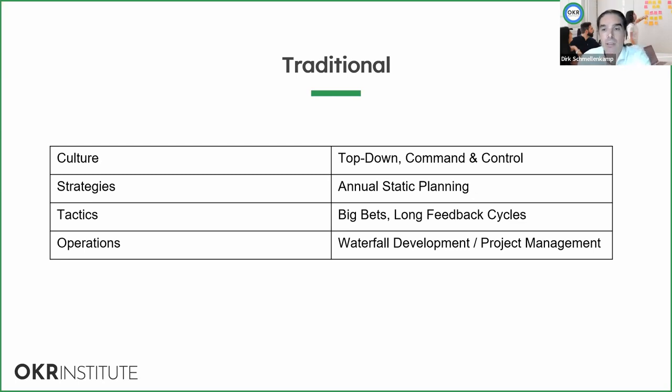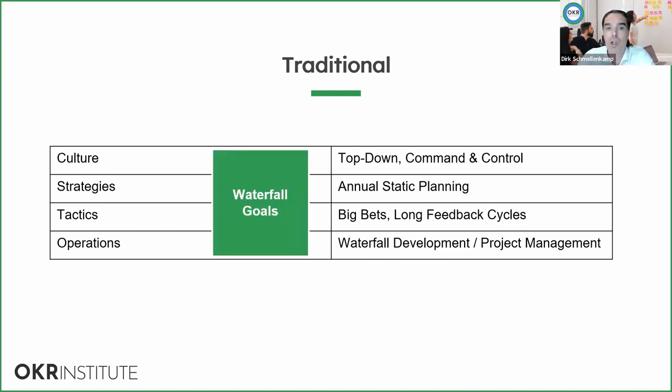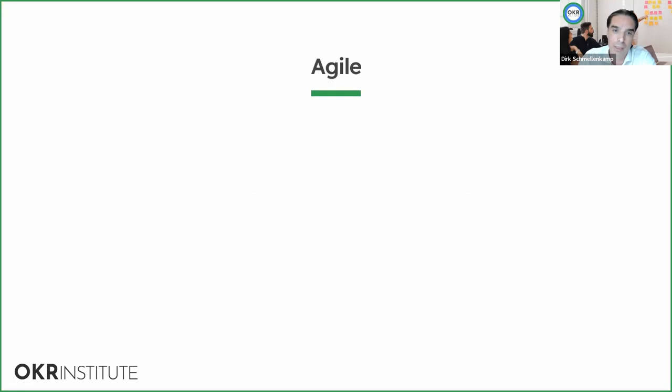Operations is more about project management and waterfall development. So this is the typical waterfall goal setting, and a lot of companies still follow this. It doesn't matter in which country or which industry. Maybe it's a little more flexible at the moment in the software industry, but this is the typical waterfall goal framework.